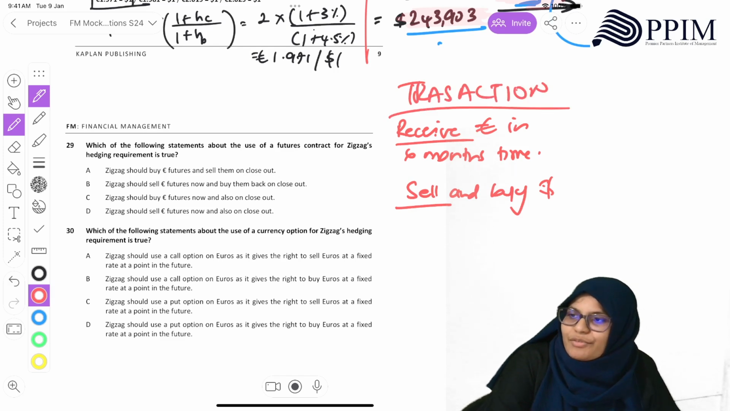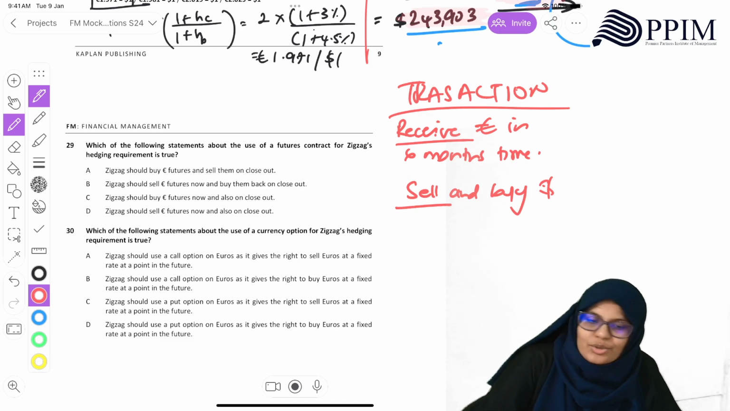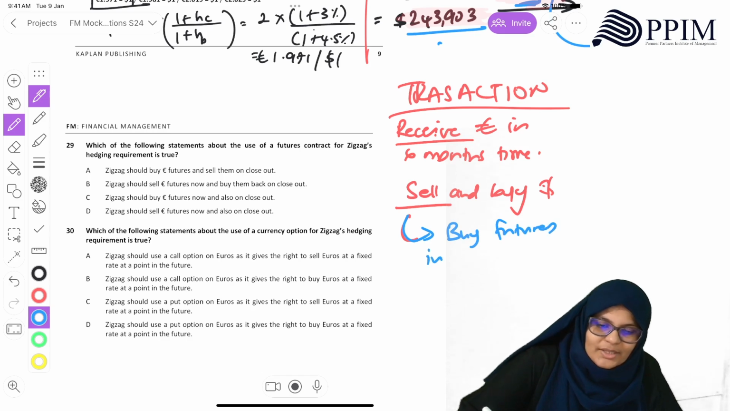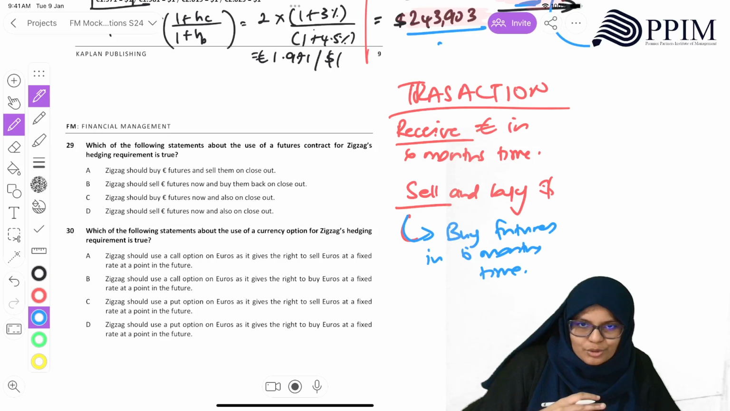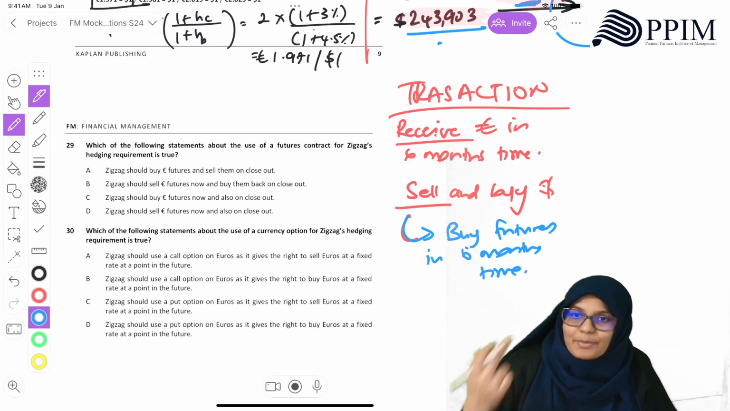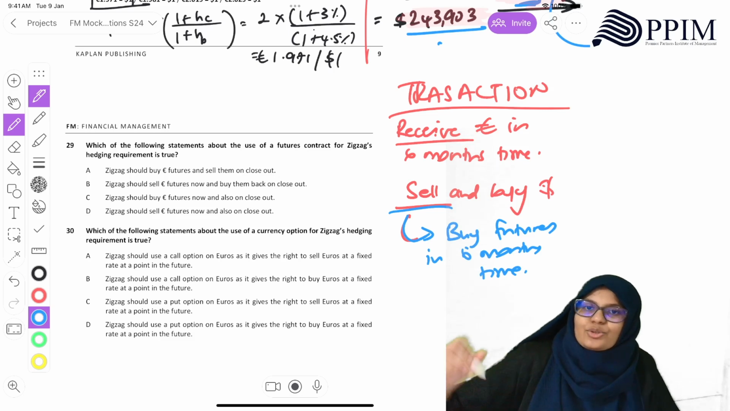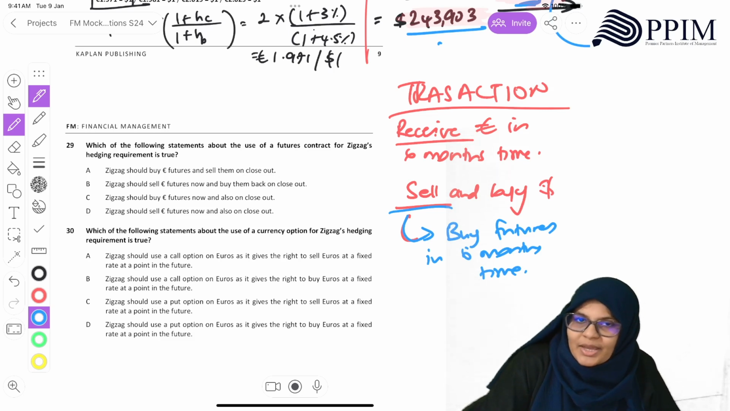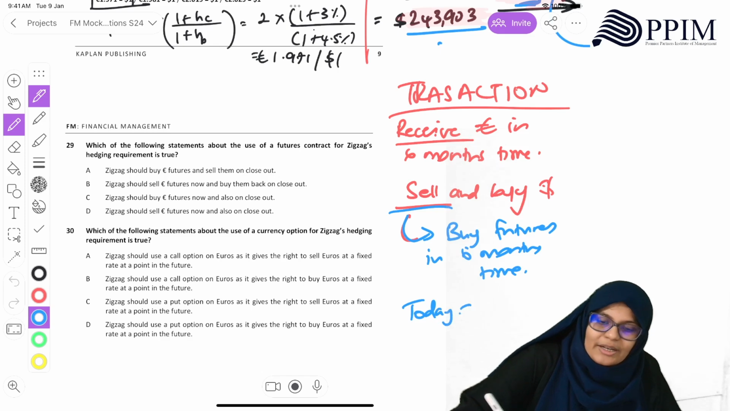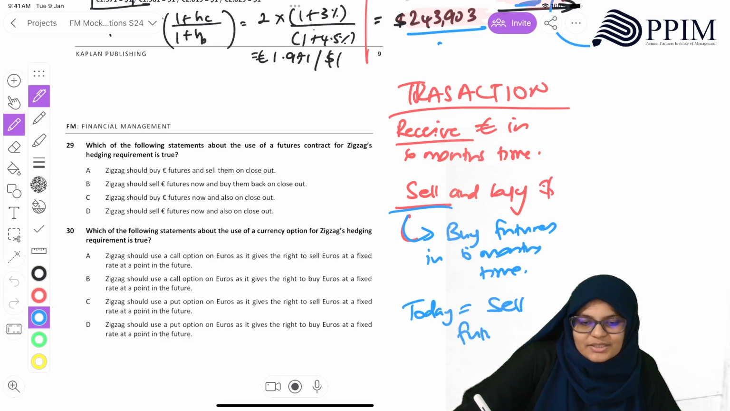Now if you are entering into a futures deal, guys, you have to do the opposite. So if you are going to sell euros, then what you need to do for the futures transaction is you need to buy futures in 6 months time, because you will receive euros in 6 months and you are going to sell those euros, right? So for the futures deal in 6 months time, the opposite should happen. If you are selling in 6 months, you have to buy the futures in 6 months time. Now, if you need to buy futures in 6 months time, today you need to sell futures first.